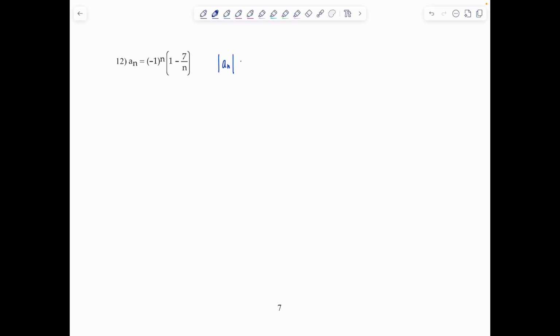The absolute value of a sub n would be the absolute value of negative 1 to the n times 1 minus 7 over n. And remember, that's going to make this alternating term disappear because it makes it positive 1. And then nothing in here is negative, so I don't need to keep absolute value bars. I can just write 1 minus 7 over n. So now if I look at the limit as n approaches infinity of 1 minus 7 over n, n's getting large again. Yeah, so 7 over n goes to 0, but this time my limit's 1.